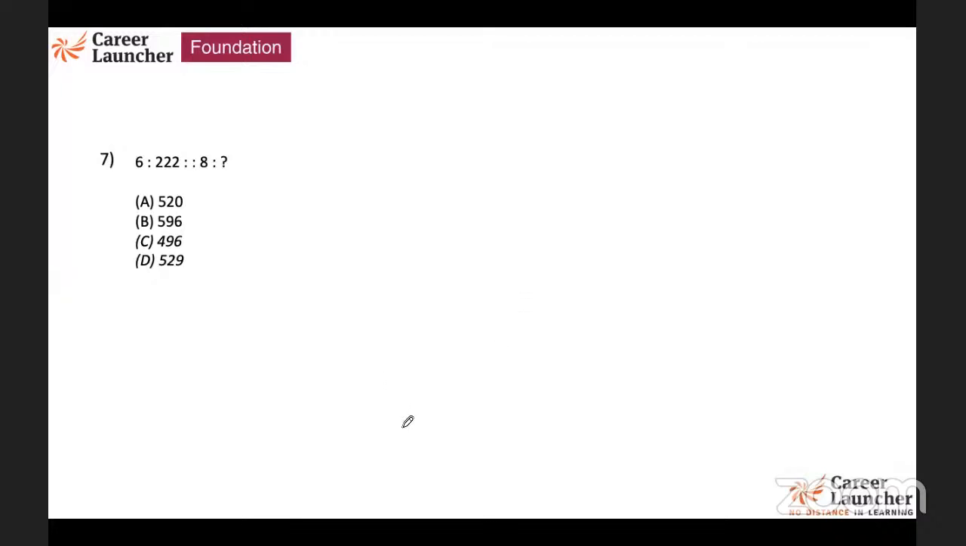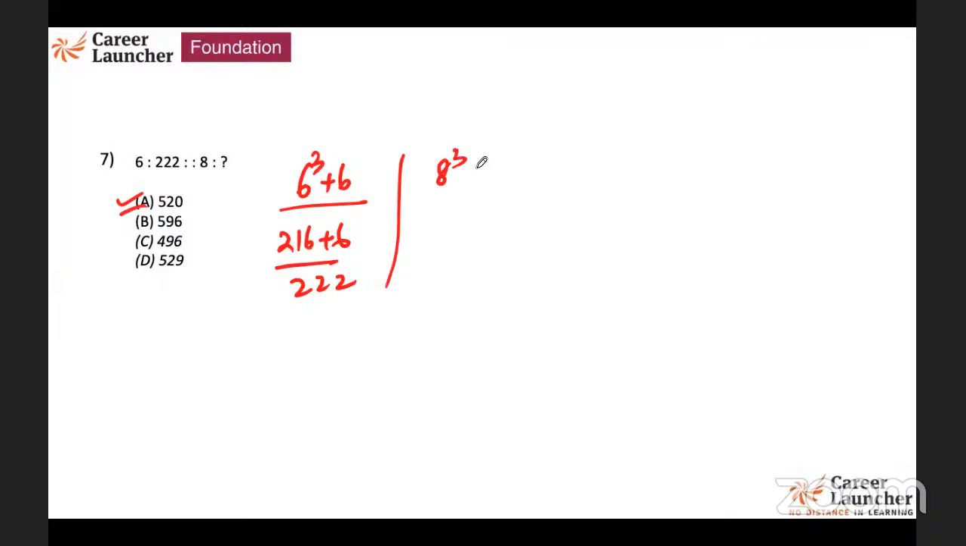Okay. I'm ending the poll. 17 of you got A, 7 of you got B, 11 of you got C, and 3 of you got D. The answer in this particular case is choice A. It is 6 cube plus 6, which will give you 216 plus 6, which is 222. This will be 8 cube plus 8, which is 512 plus 8, which has to be 520. That's your answer. Yes, Rinja.